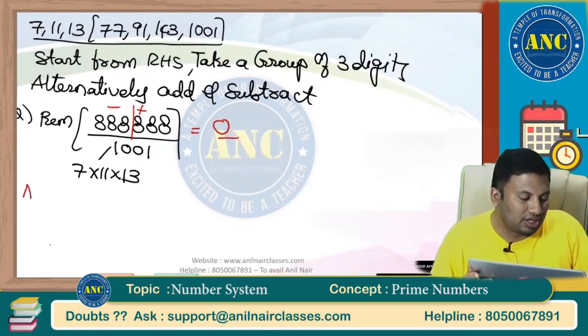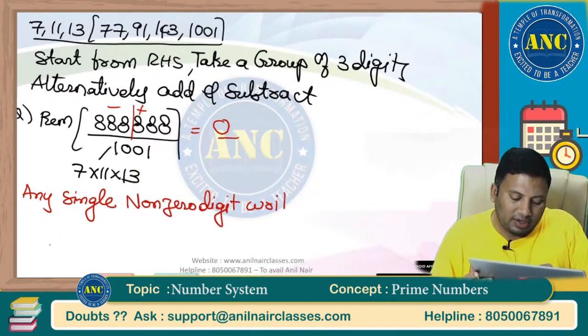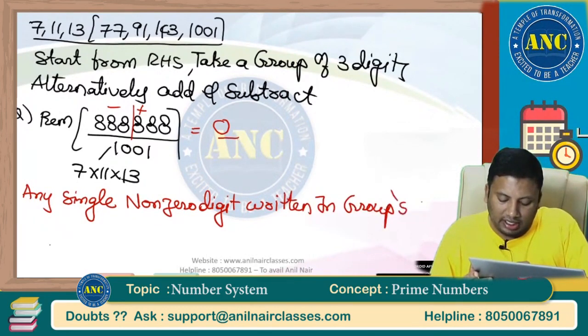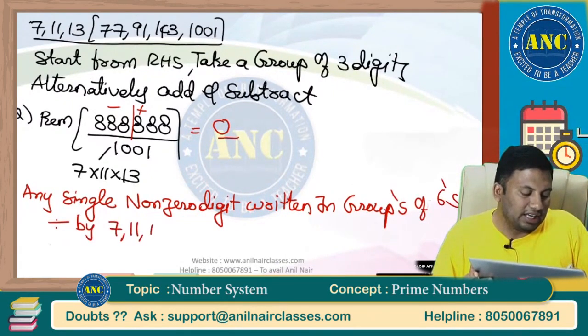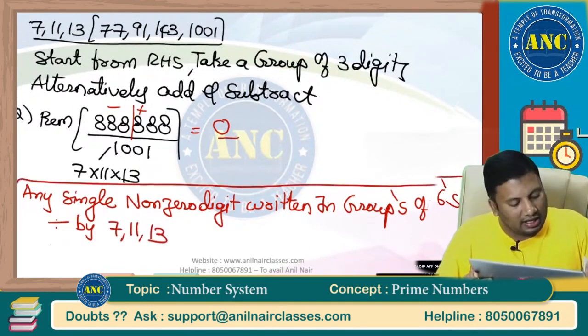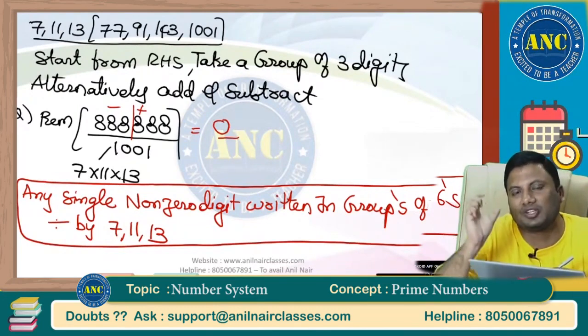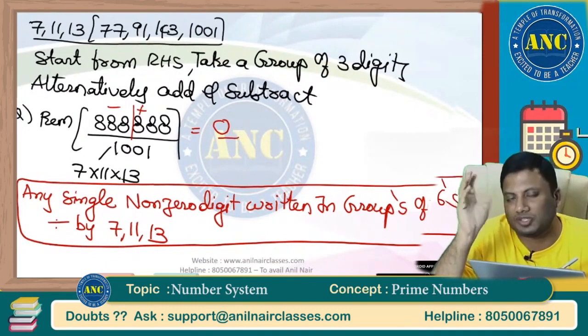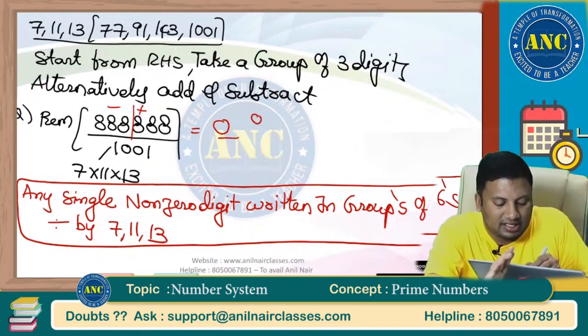Another beautiful conclusion. Any single non-zero digit written in groups of 6 is always divisible by 7, 11, 13. Please make a note. When you are writing in groups of 6, you are taking a group of 3 two times. Any 3-digit number written an even number of times is always divisible by 7, 11, 13.